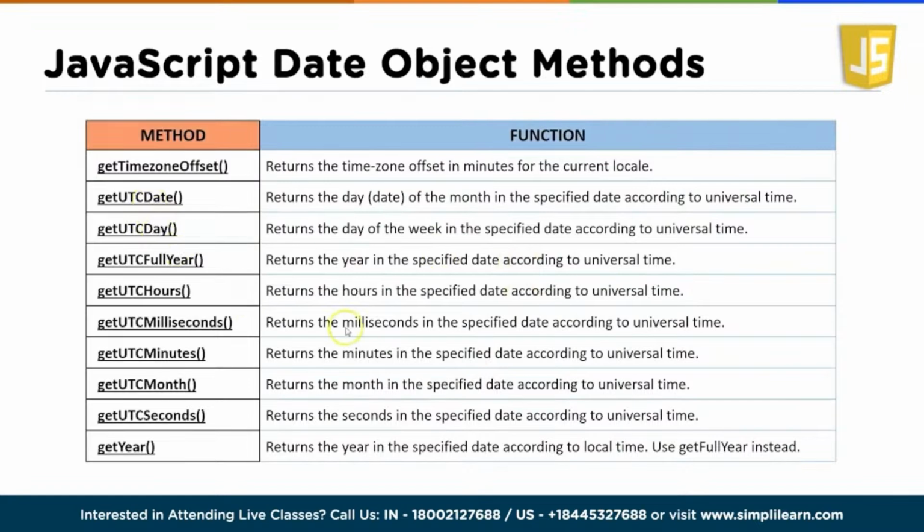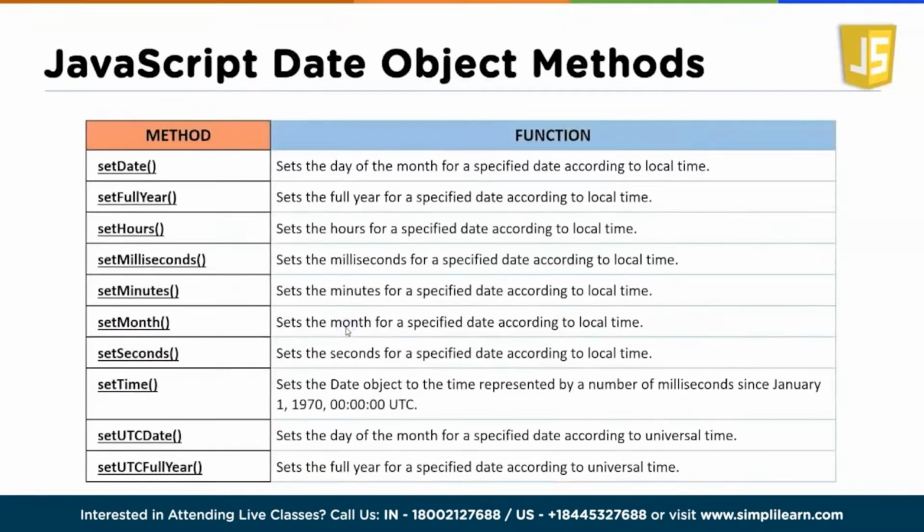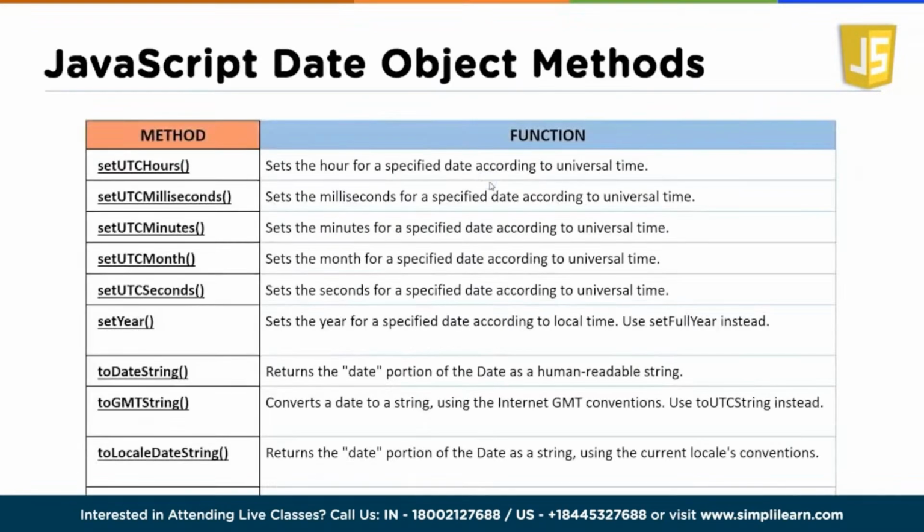So we have the get methods, and then we have the set methods as well. So these are the methods and they have different functions. So you can see here, like the set date method, we can use it to set the day of the month for a specified date according to the local time. So similarly, we have many more methods, like we have more than 40 methods as we mentioned earlier. So these are the basic 40 methods we have in the date object. So you can take a note of these methods and you can use them later.